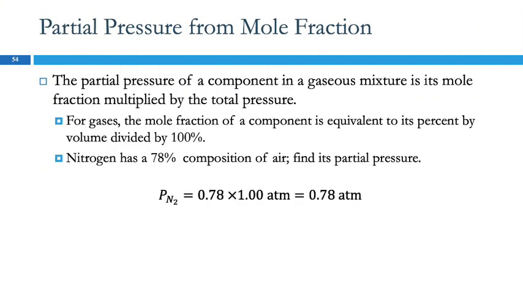So if we know that nitrogen is 78% of the air, we can find the pressure of nitrogen by taking the mole fraction of nitrogen and multiplying by the total pressure. So currently in the room, we have a partial pressure from nitrogen of 0.78 atmospheres. And the partial pressure of oxygen would be 0.21 atmospheres. Any questions?